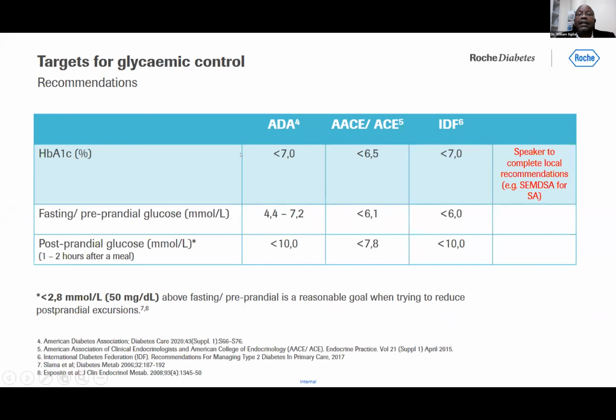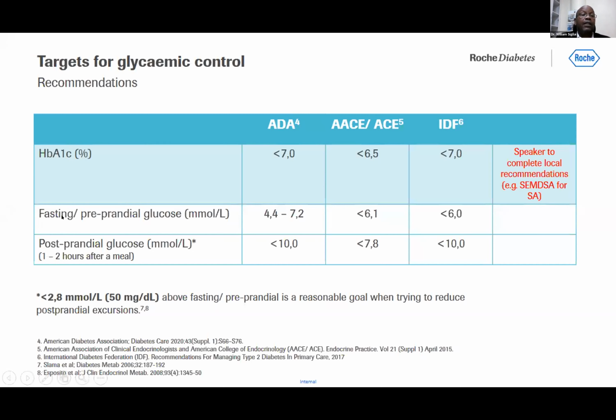So they have set the targets for good control, HbA1c, in this manner: ADA 7% or less, AACE and ACE less than 6.5, IDF less than 7%. We actually apply the same targets in this country. Our guidelines are based on this, even though we also have our national guidelines for diabetes management. We've borrowed heavily from the global practice.